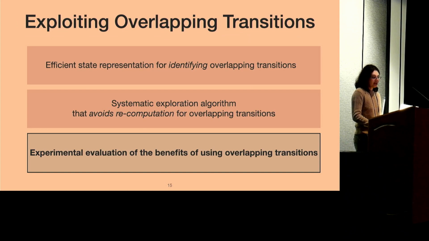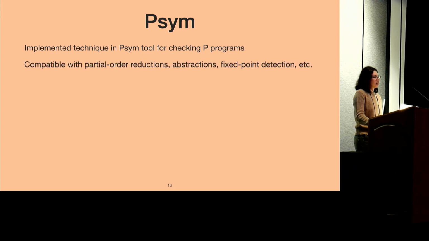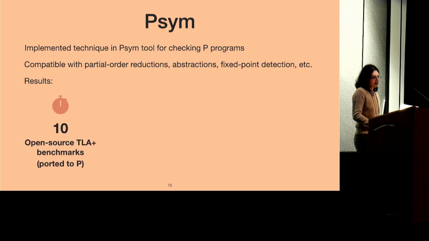So now I'll talk about the experimental evaluation. As I mentioned, we implemented our technique in a tool called Psym that we can use to check programs in P. Our technique is compatible with partial order and other reductions, as well as abstractions and fixed point detection. First, let's look at the results when we ran Psym and compared against TLC, which is the model checker for TLA+, on 10 benchmarks that are based on a set of open source TLA+ benchmarks that we ported to P as needed so that Psym could handle them.